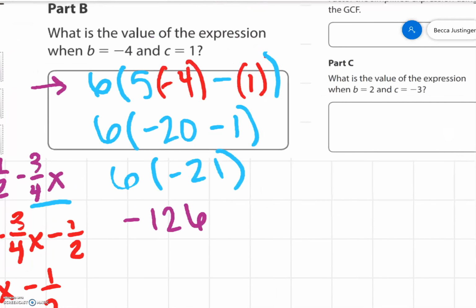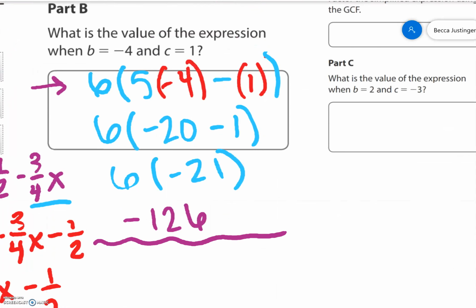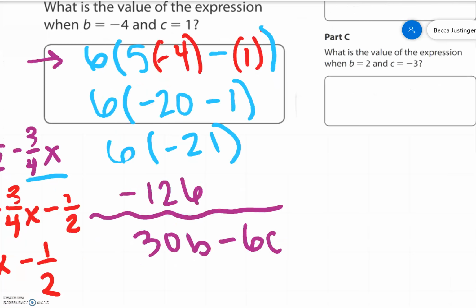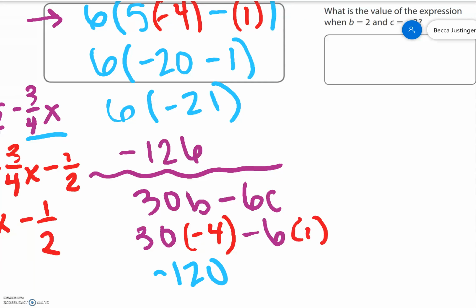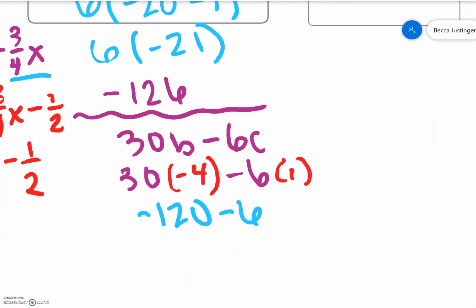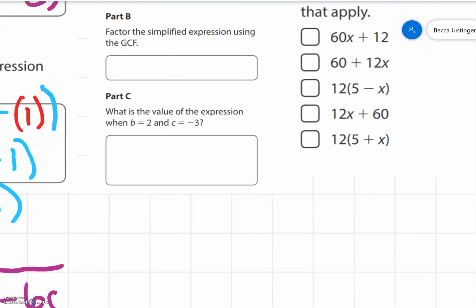If you couldn't do it with your new expression, you could have put it back into the original expression. So this is another way to do it. 30b minus 6c. Same thing. 30, instead of b, I'm putting in -4. Minus 6, instead of c, I'm putting in 1. So 30 times -4, positive times the negative, is giving me -120. And then -6 times 1 is -6. -120 minus 6 is -126. So same answer. Both ways work.